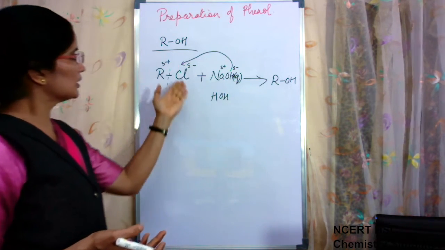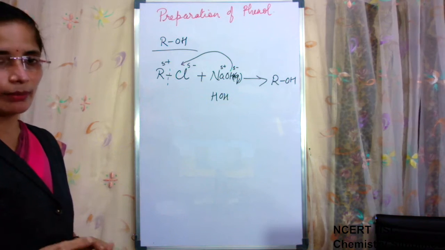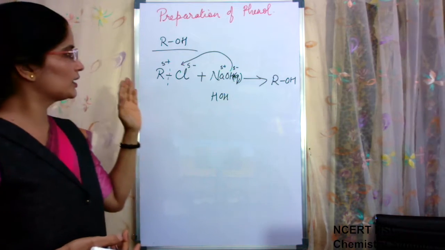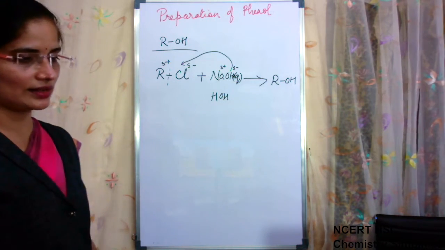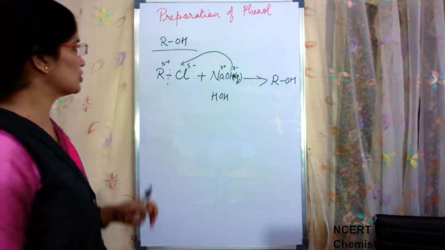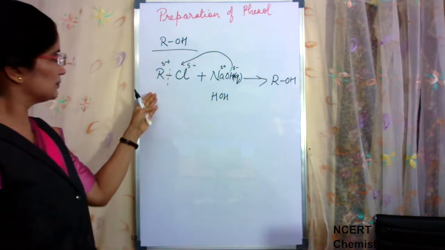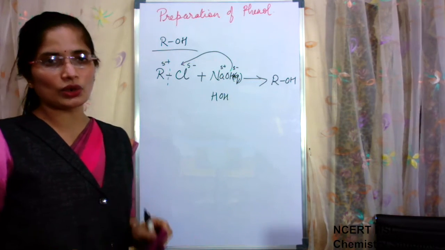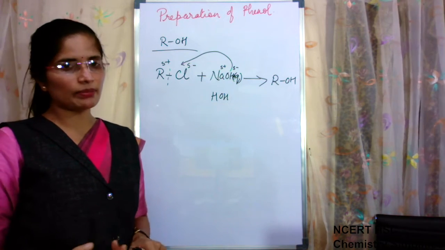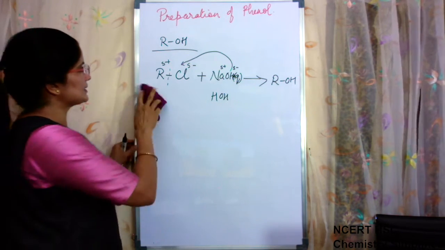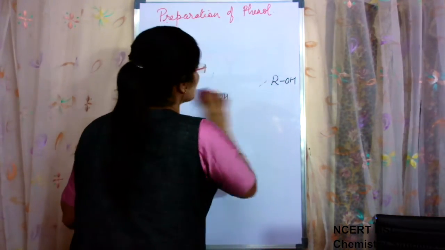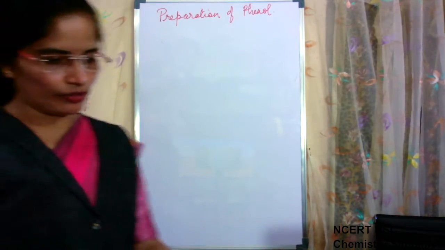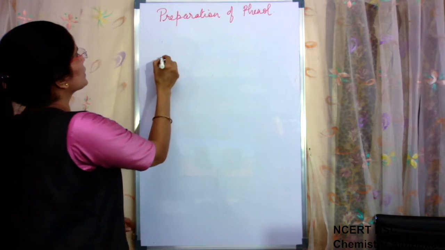So this is simple for haloalkanes. But when it comes to the preparation of phenols, nucleophilic substitution reactions are not easy. They don't take place. So preparation of phenol by using aryl halides is very difficult, or you can say practically not possible. Few reactions are made possible under drastic conditions. Now we will see why it is not possible to prepare phenol directly from aryl halides.